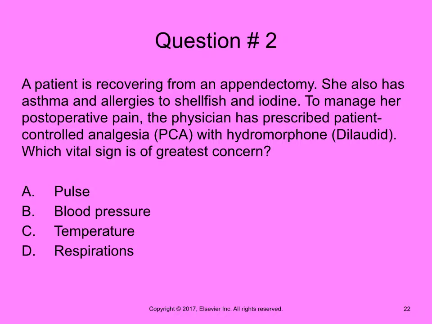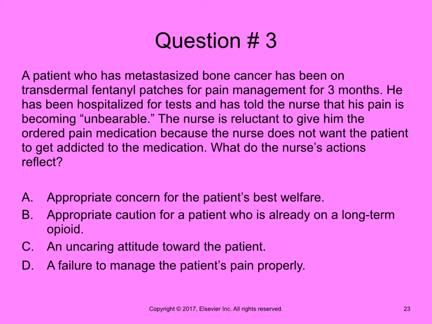From the question, the person has an appendectomy, asthma, and allergies to shellfish and iodine, so they're going to have allergies to contrast dye. Manage the postoperative pain. The physician prescribed patient-controlled analgesia, the PCA pump, with hydromorphone, and which vital sign is of greatest concern? And that would be D, because it can cause respiratory depression. And if the patient has a history of asthma or allergies, she will be receiving a drug that will depress those respirations, so it puts her more at risk.